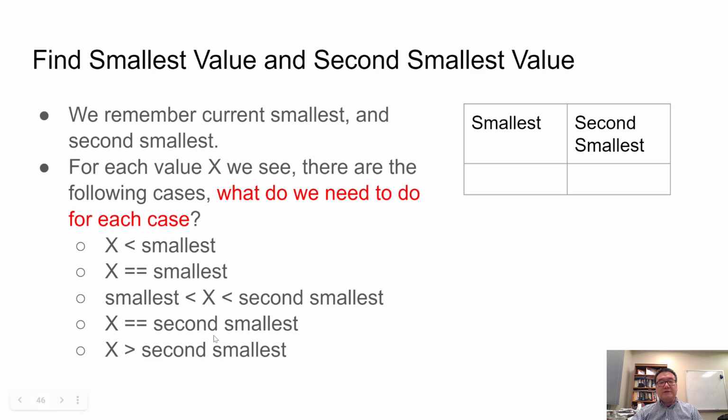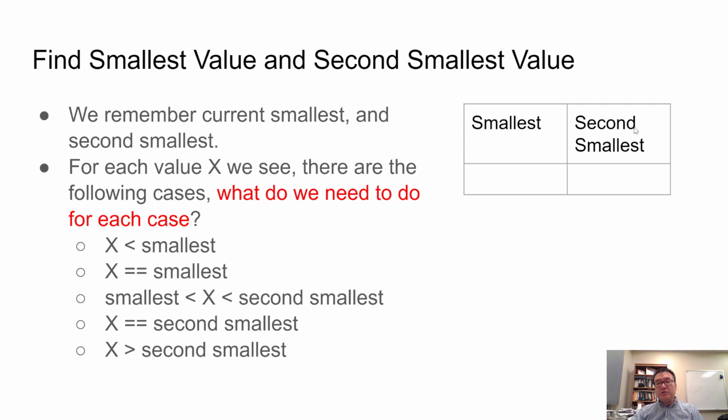And there are 5 cases. If we draw the number line, we have smallest, second smallest, and then there'll be 5 cases. The first is x is less than smallest. The second is x equals smallest. Then x may be between smallest and second smallest, or x may equal the second smallest, or x may be greater than second smallest. So again, mentally draw a number line.